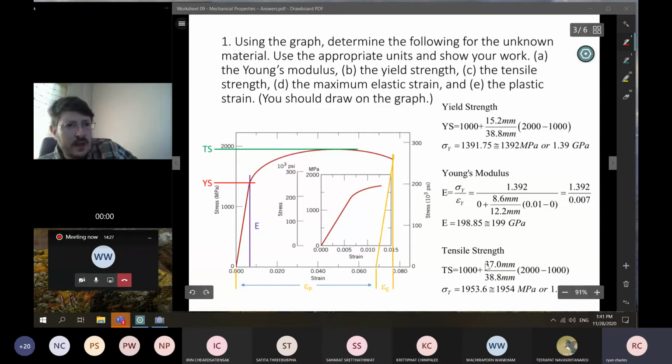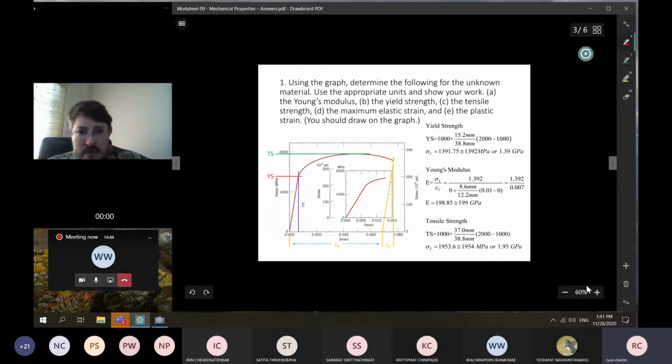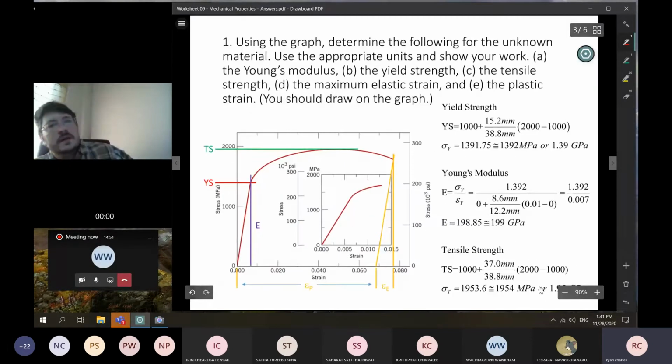All right, and then tensile strength. That's the maximum stress it gets to. That's the tensile strength, the ultimate strength. So the maximum you get to is tensile. And again, by interpolation, I got 1.95 GPa or 1954 MPa. So again, you should be close to these numbers if you're being careful about it, and assuming I didn't make a measurement mistake.